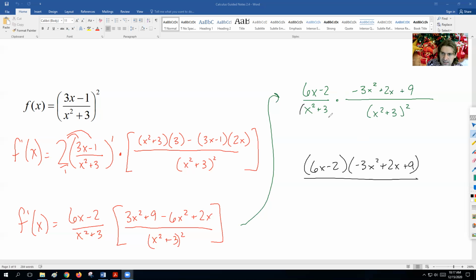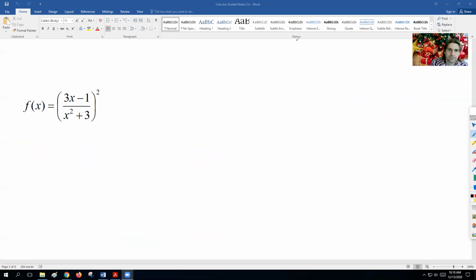In the bottom, technically we have x squared plus 3 to the first times x squared plus 3 to the second. That just becomes x squared plus 3 to the third power. So if you guys got this answer here, that's great. If you can get it a little further, that'd be even better.